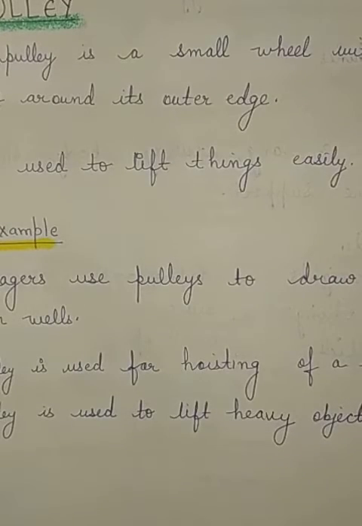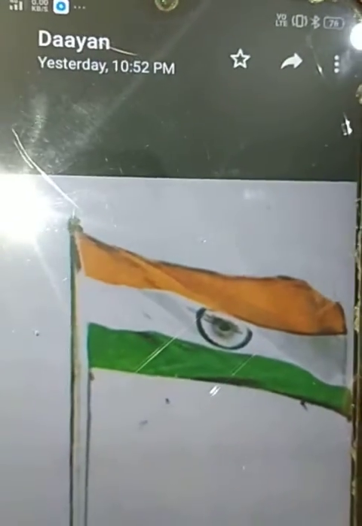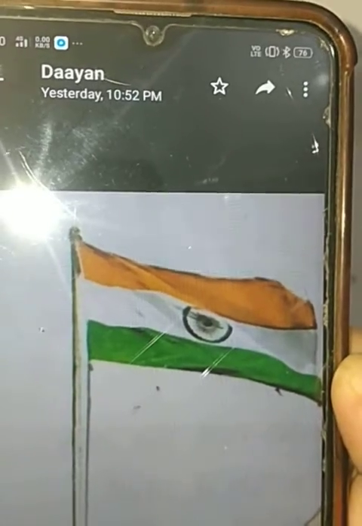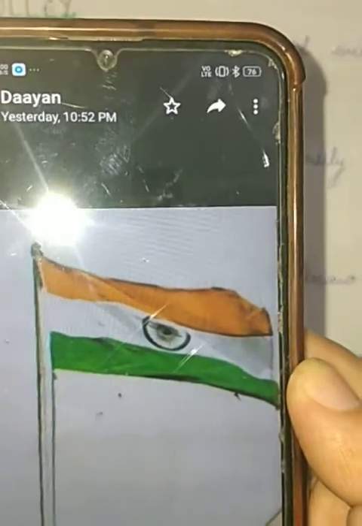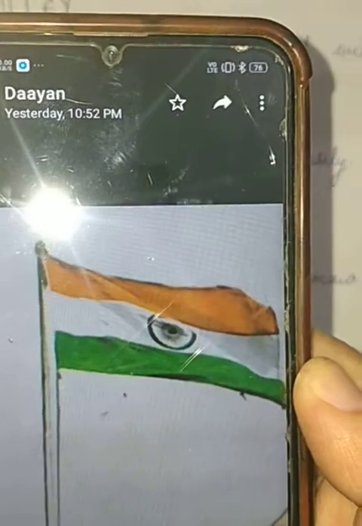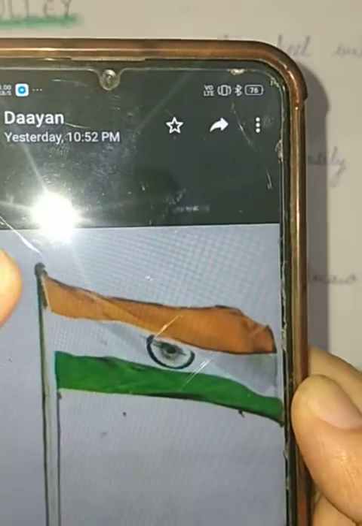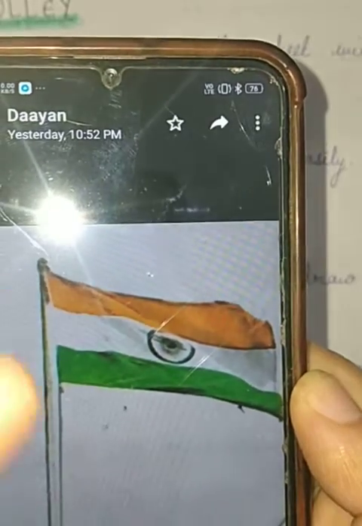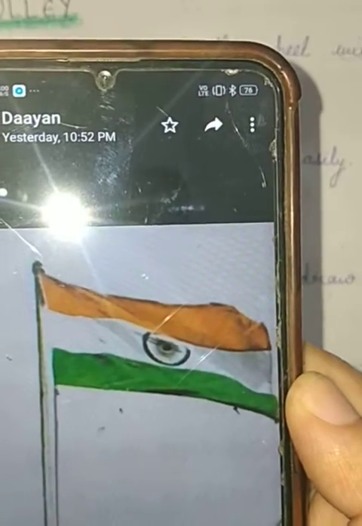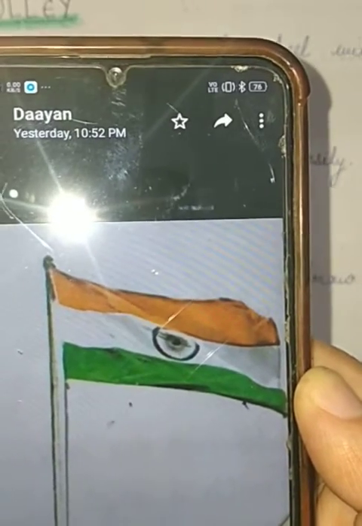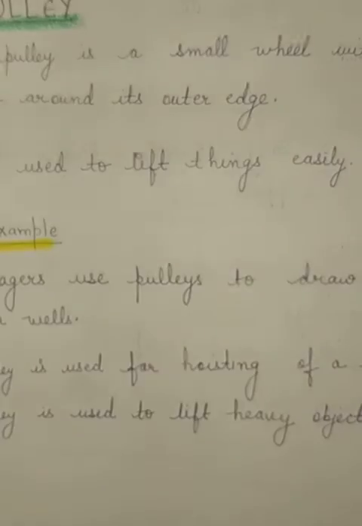Now I will show you one more example of a pulley. Whenever the flag is hoisted during Independence Day or Republic Day, it is always wrapped. The flowers are wrapped in the flag cloth. So to open the flag cloth, what is used? There is a pulley which is used for the opening of the flag during Independence Day or Republic Day, or during the hoisting of the flag.